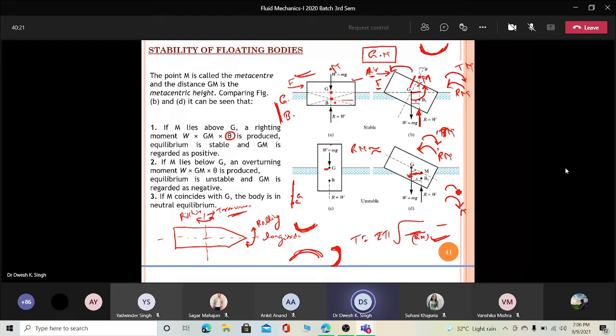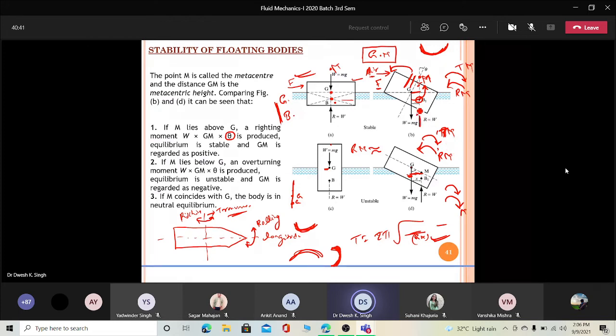And in this case, your ship may overturn. The concept is the same, that is restoring and turning moment, as we have discussed. And that is maintained by these two points, that is Z and M. The only change in the phenomenon in the floating body is that this B changes its position.